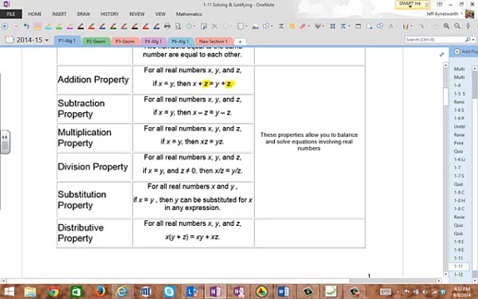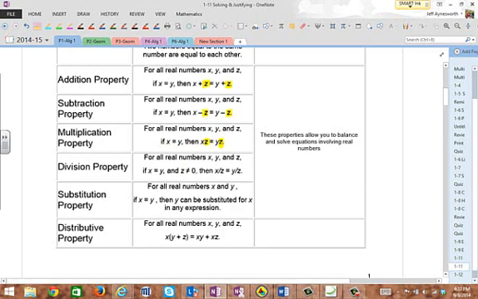The subtraction property allows you to do almost the same thing. It allows you to subtract the same number on both sides of the equation, and z can be any real number. The multiplication property allows you to take a number and multiply both sides by it. So if x equals y, then xz equals yz. Notice that you're multiplying both sides by z. That's called the multiplication property of equality.